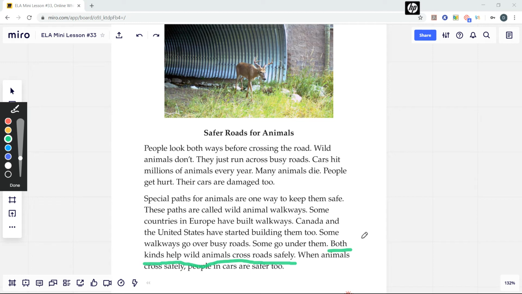I'm thinking, what helps wild animals cross roads safely? Special paths for them. When animals cross safely, people and cars are safer too. So this helps solve both problems: people getting hurt and their cars being damaged when they hit animals, and the animals dying.